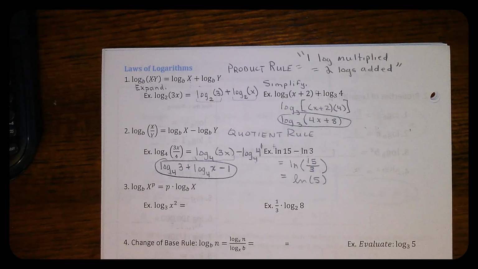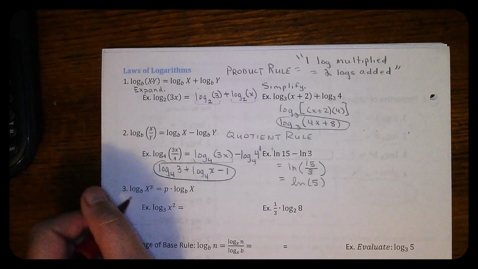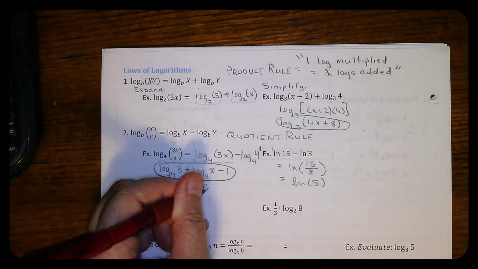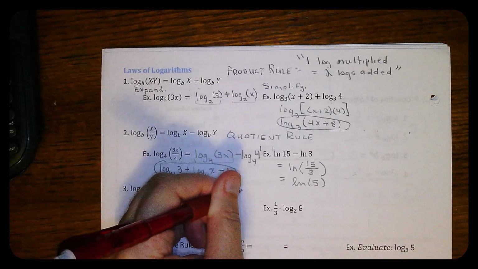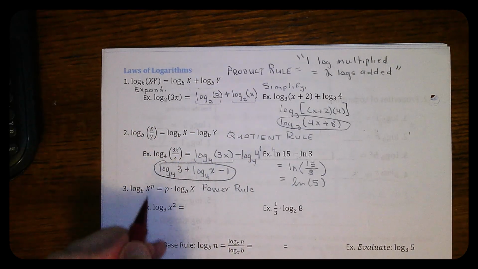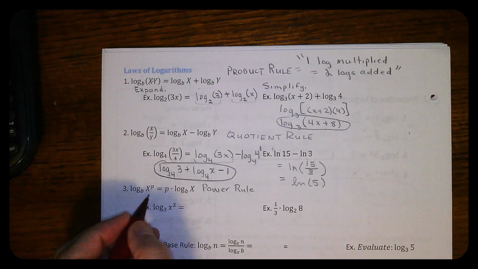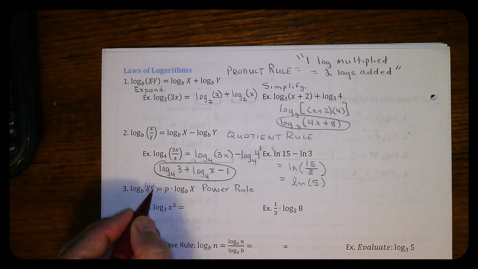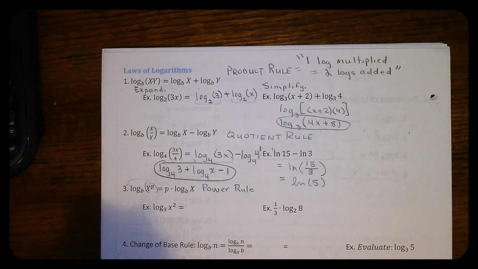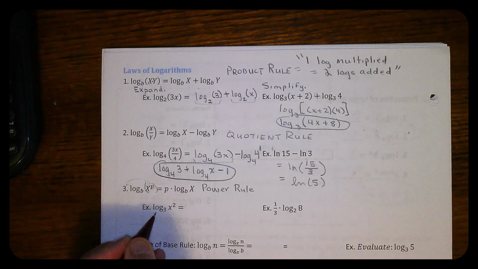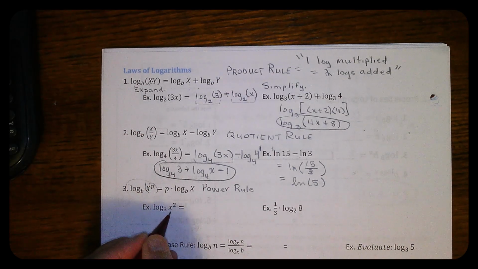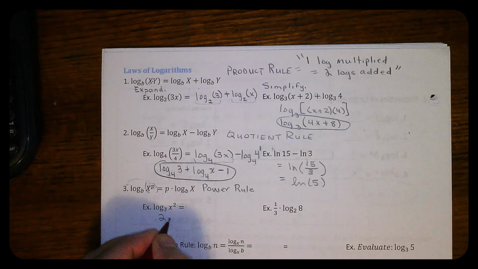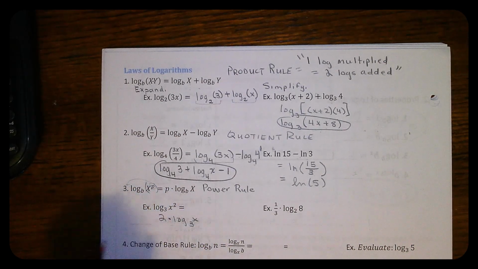All right, and then the third rule in this kind of cluster is called the power rule for logs. All right, so if you have 1 log base b of x to the p power, then you can take that p, that exponent, that power, and put it in the front, p times the log base b of x. Okay, so if you have the log base 3 of x squared, you can rewrite that as 2 times the log base 3 of x.